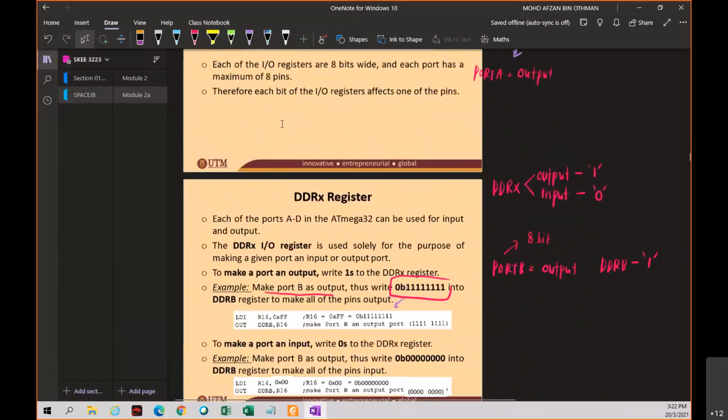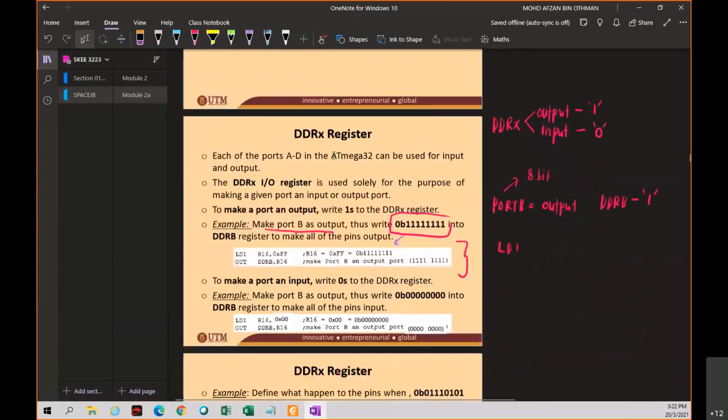Okay, so macam mana nak buat program? Okay, so to do the program, inilah dia punya program dia. Mula-mula, okay, so kamu kena ingat dua lines ni dulu. Okay, load I R16, okay, 0B kita pakai binary number. Kalau kamu tengok 0B ni maksudnya dia is a binary number. 11111111.